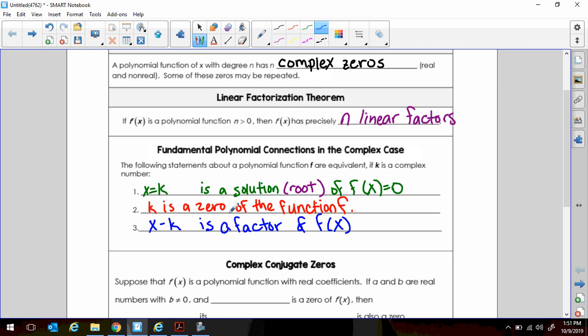k is a zero of the function. If it's a solution or a root, this is also called a zero. If we move this k over, we have to subtract k to move it over. x minus k is a factor of the function.